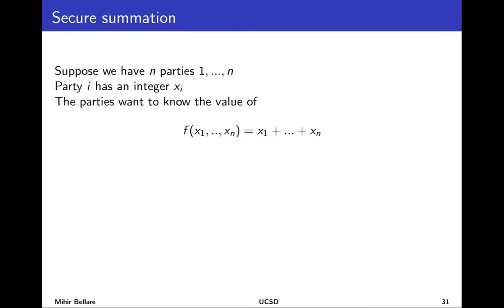So you might say, well, this is kind of an easy thing to figure out. How do you figure it out? Well, assume the parties are not co-located, and maybe you elect some leader, say party 1, and everybody sends their number to party 1. That party adds them all up and tells everyone else what the result is.